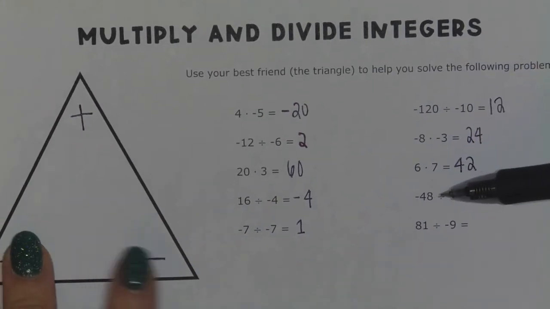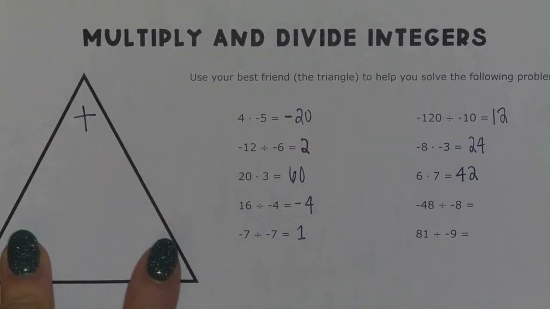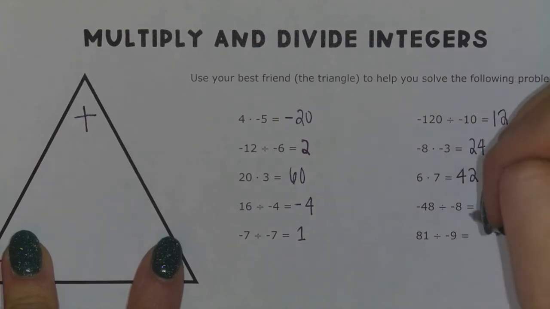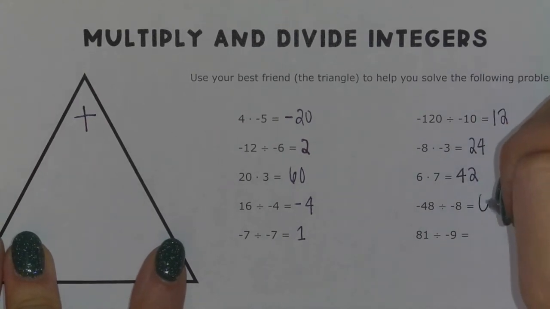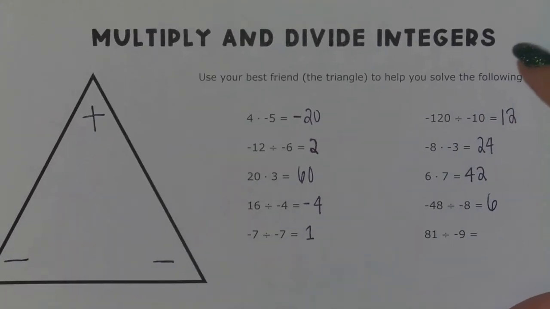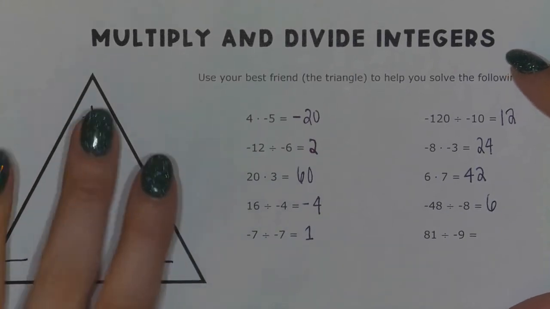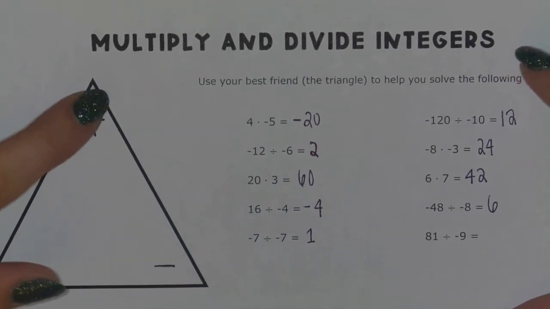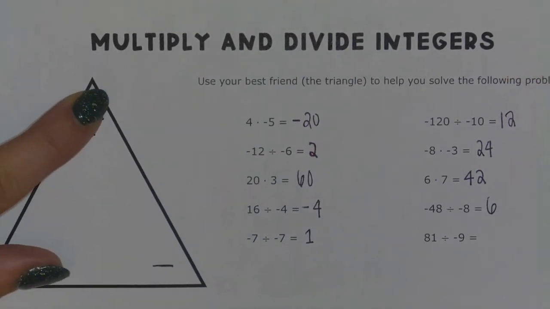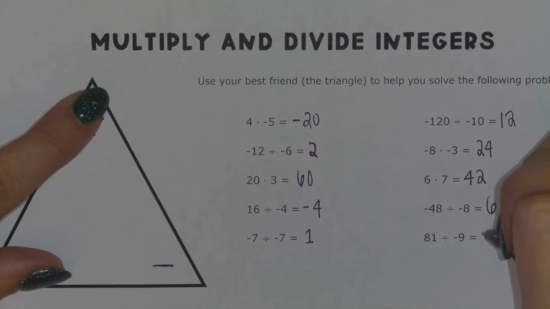I have negative 48 divided by negative 8. A negative and a negative gives me a positive, and 48 divided by 8 gives me 6. And then last but not least, I have positive 81 divided by negative 9. A positive and a negative gives me a negative, and 81 divided by 9 gives me 9.